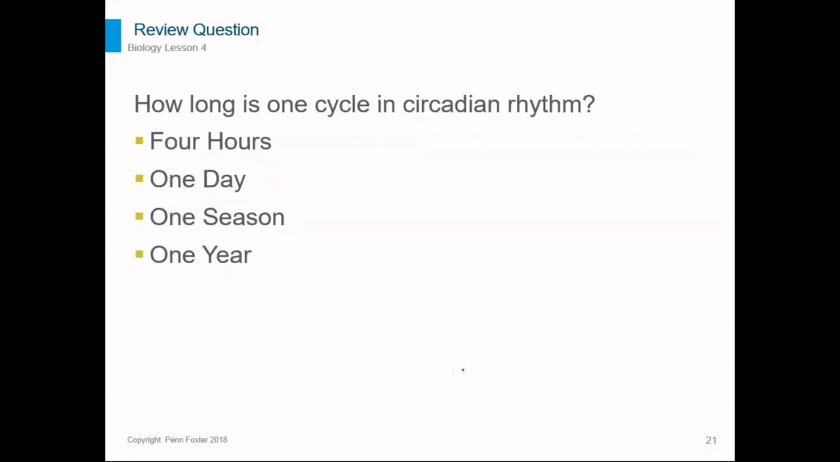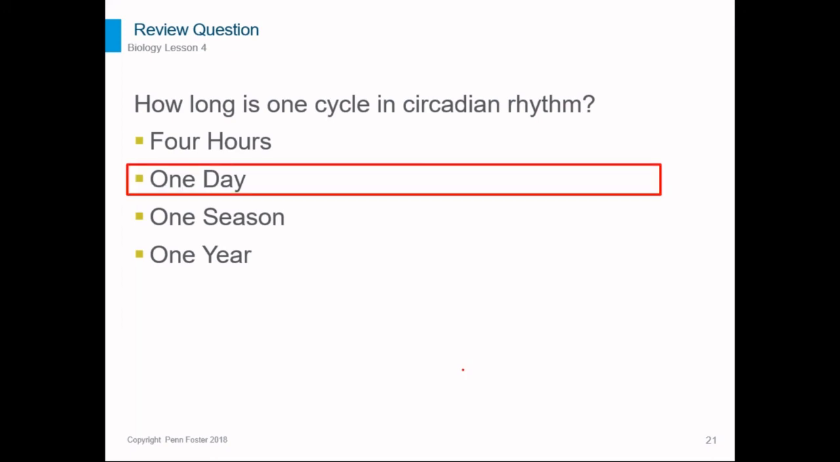Some more review questions before we go. How long is one cycle in a circadian rhythm? Does it last 4 hours, 1 day, 1 season, or 1 year? And circadian rhythm is 1 day. So active at night, sleeping during the day, active at night, sleeping during the day. It just keeps repeating 1 day at a time.